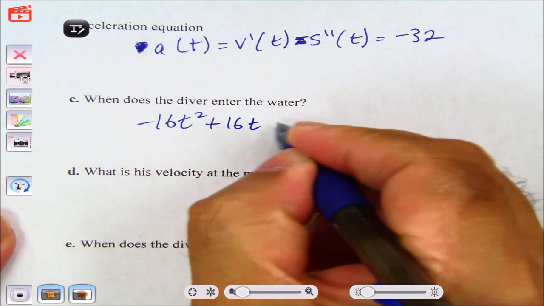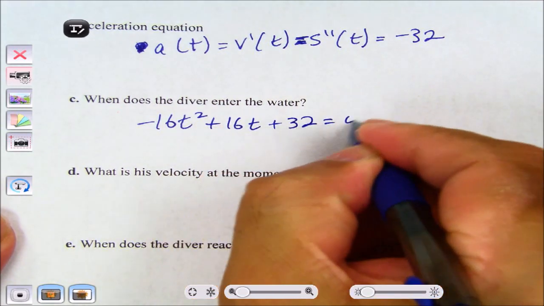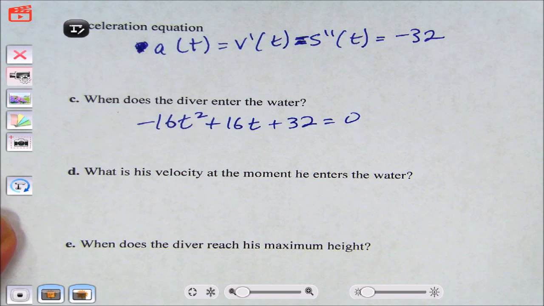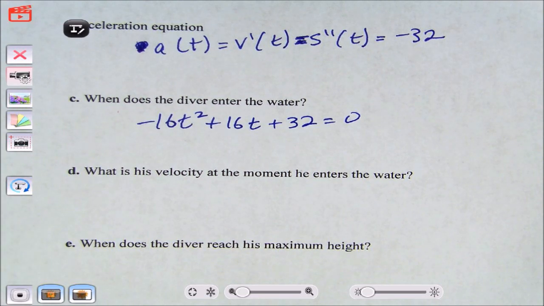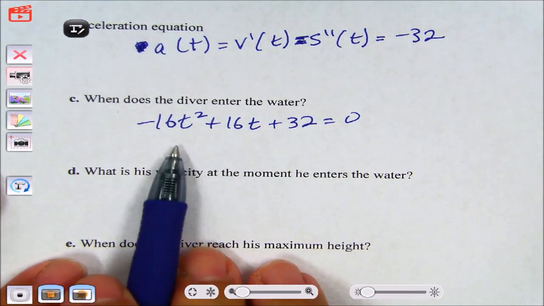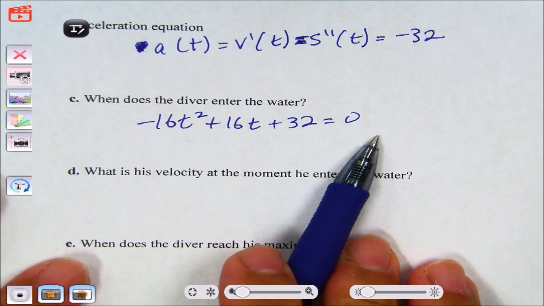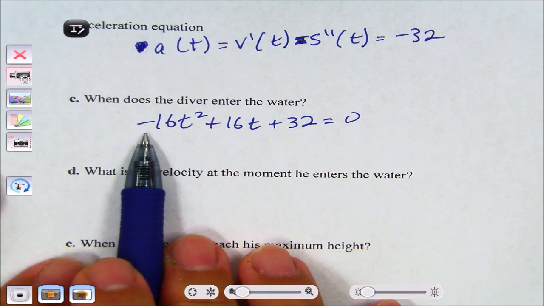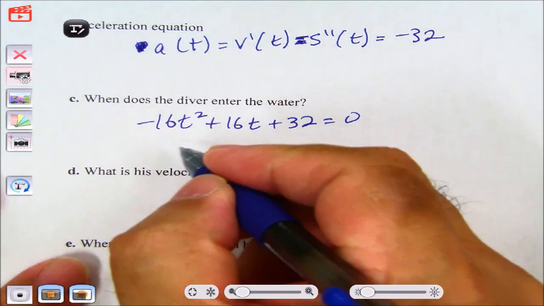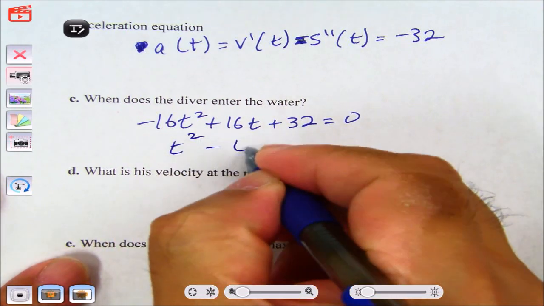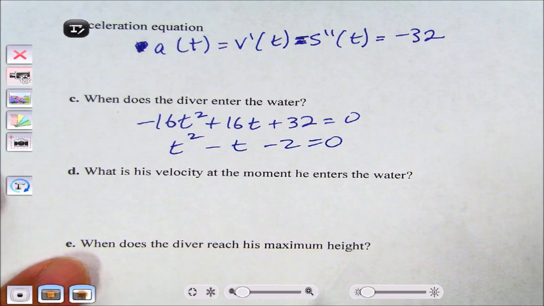Isn't it just 32? Does 32 answer when he hits the water? Don't plug 0 in. If t equals 0, that would mean when he jumped off the platform. So what I'm going to do is set this equal to 0 and solve it. The easiest thing to do right now is just divide by negative 16. That'll give me t squared minus t minus 2 equals 0.